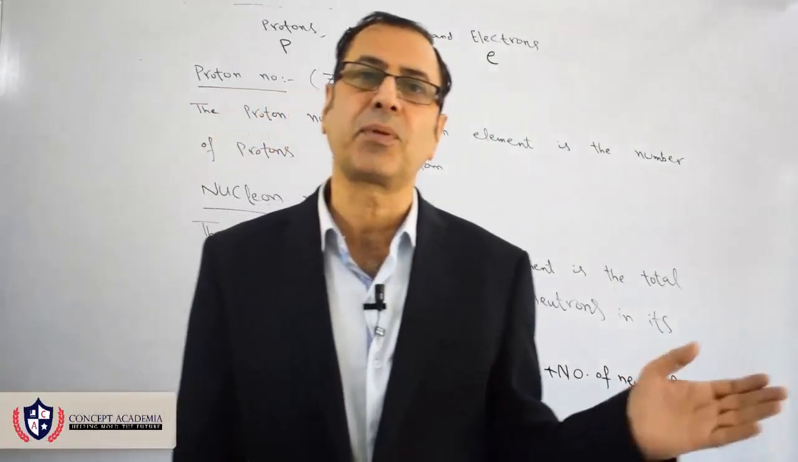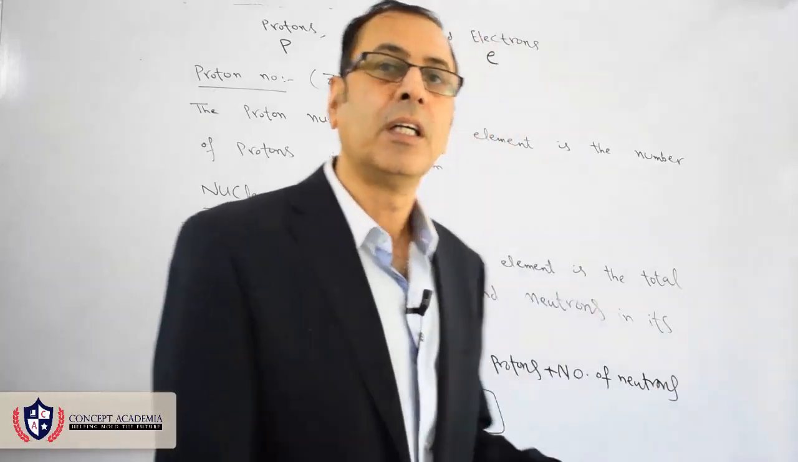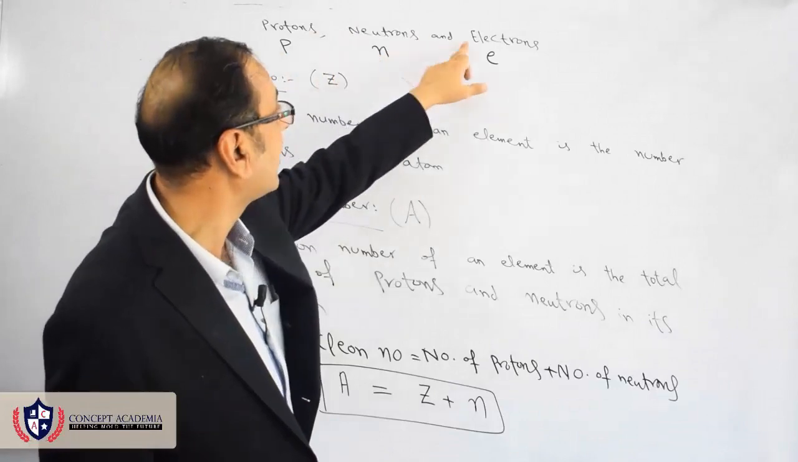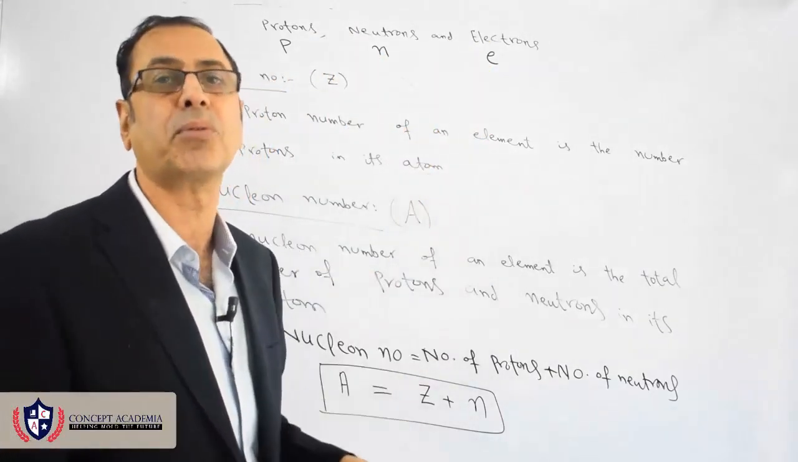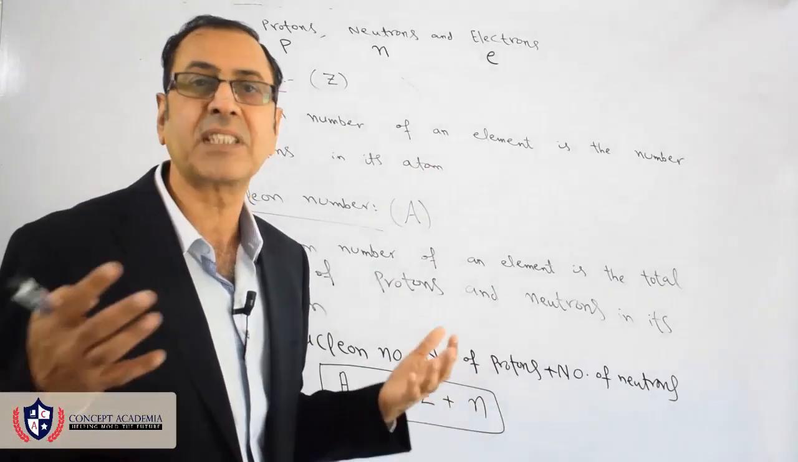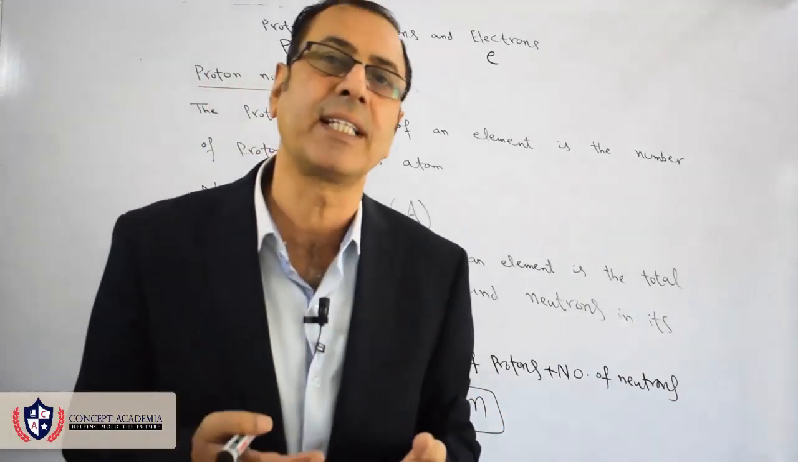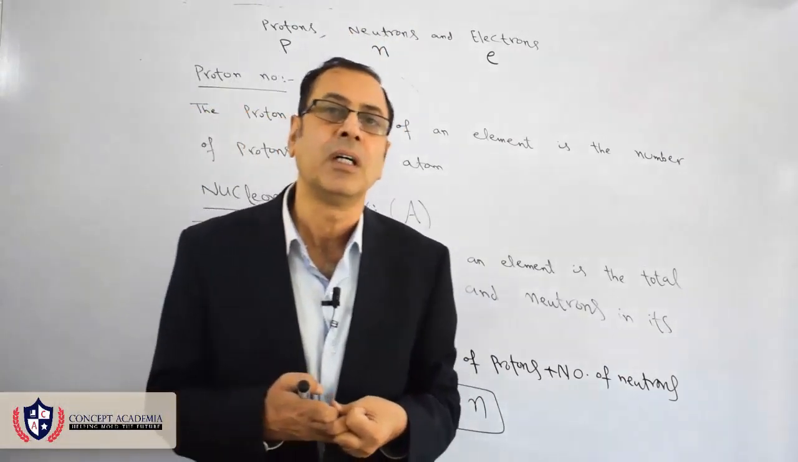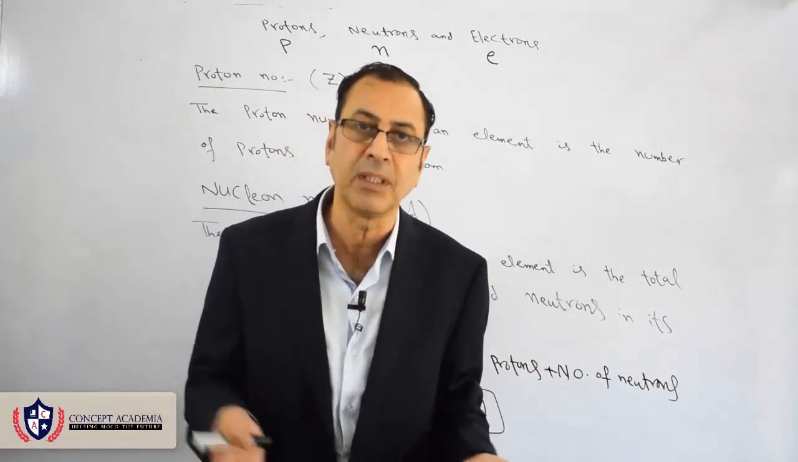So to find the number of protons, number of neutrons and number of electrons in the atom, the protons are represented by small p, neutrons by small n, and electrons by small e. So these are the notations which we shall use for proton, neutron and electron. And first of all, before I show you the method to find the number of protons, neutrons and electrons in the atom, I am going to define proton number and nucleon number.